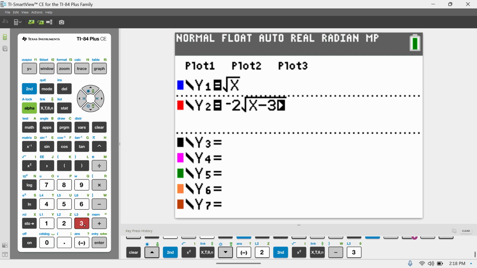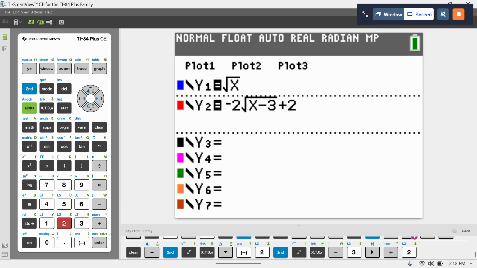Mine does not. But then this is the most important thing. You have to arrow out of that because the plus 2 is on the outside of the root. We don't want it on the inside because that's supposed to shift it up 2 units. If you accidentally put it on the inside, that's just going to make it go right or left more, okay? So the 3 on the inside moves it to the right 3, and the 2 on the outside moves it up. The number on the inside moves it right or left. The outside moves it up or down.